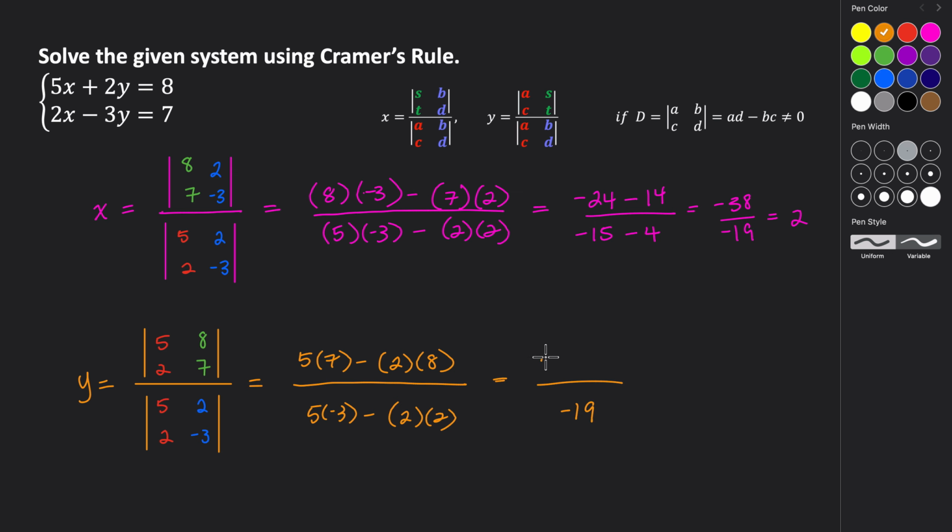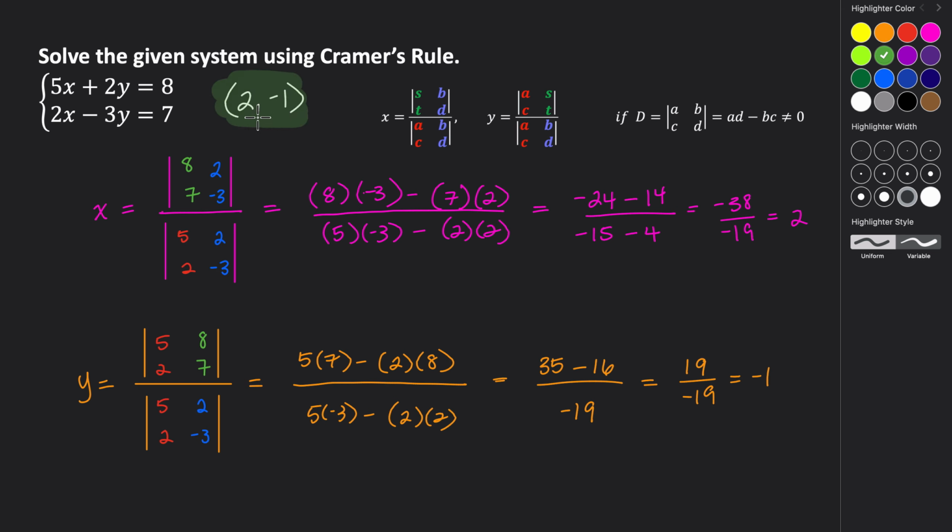5 times 7, that's 35. And then 2 times 8, that's 16. So minus 16. 35 minus 16 is 19. 19 divided by -19 is -1. So the solution to this system is going to be 2, -1. So that should be our solution right here, 2, -1.